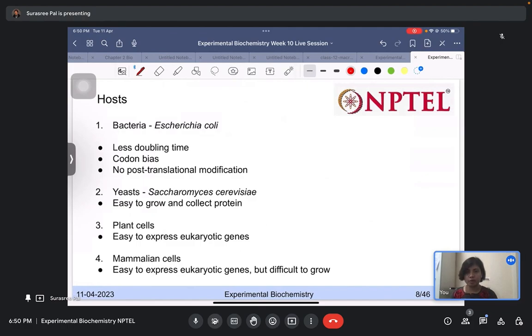So if we consider that protein production is the ultimate goal of such a cloning process, then there can be multiple hosts which can be used for this transformation. It can be bacteria, yeasts, plant cells or mammalian cells. Now the difference between such hosts is that, first of all, bacteria is a prokaryotic system.